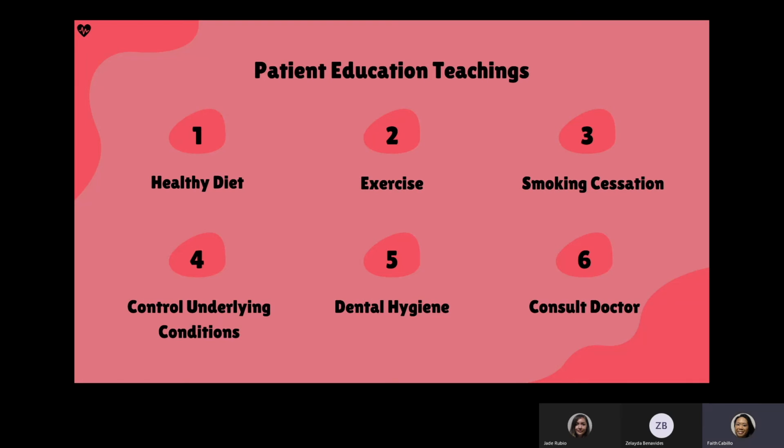We will educate patients by teaching them to incorporate these 6 strategies into their lifestyle in order to reduce the risk of valvular heart disease. 1. Importance of a healthy diet and eating healthy foods. 2. Recommended daily and weekly exercise by a physician. 3. Smoking cessation. 4. Controlling and maintaining underlying conditions from worsening, which includes high blood pressure, high cholesterol, and diabetes. 5. Maintain proper dental hygiene. And 6. Consulting their doctor for any changes in health. In the following slides, we will be going through each teaching point more in detail.